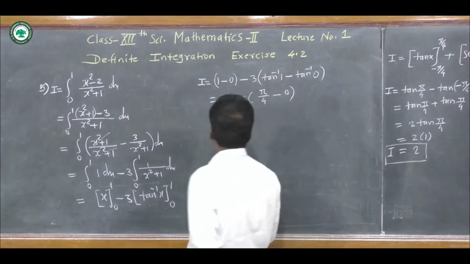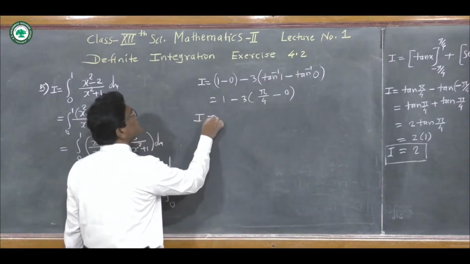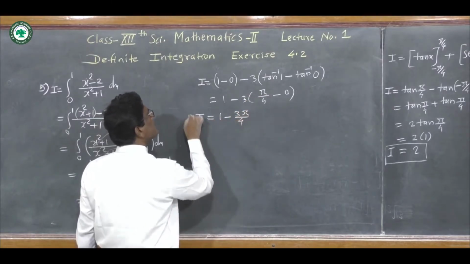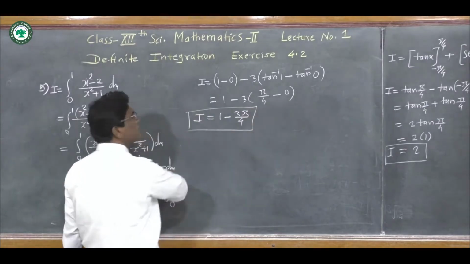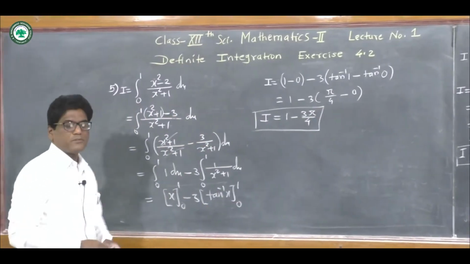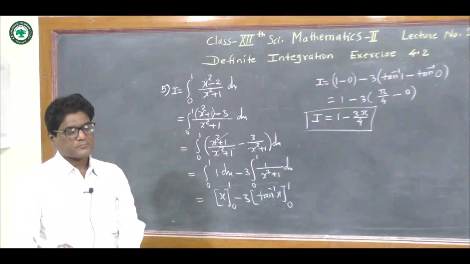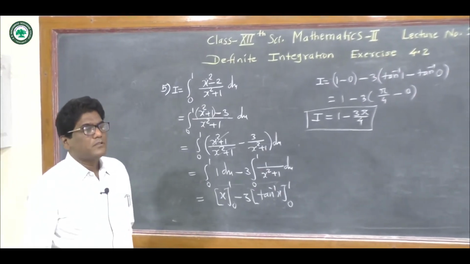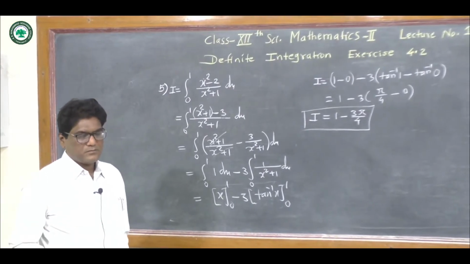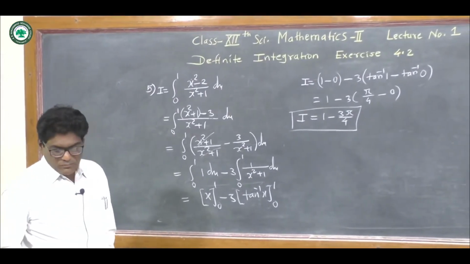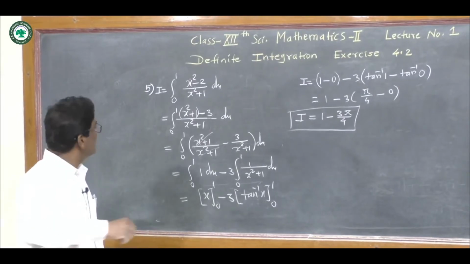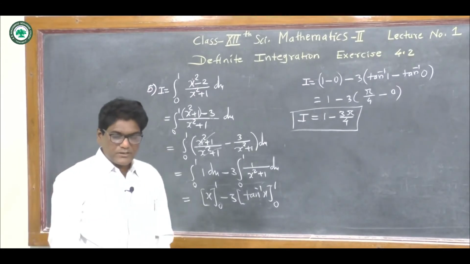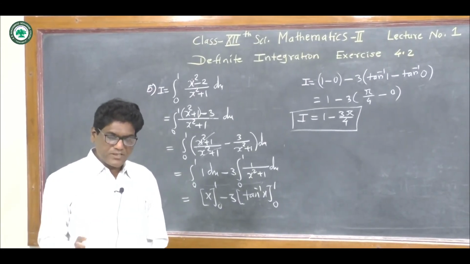And so we get here I is equal to, final solution here, 1 minus 3 pi by 4. This is the final solution. So this is the solution of the sixth problem. Now we have completed this sixth problem. So in this video lecture we completed sixth problem.